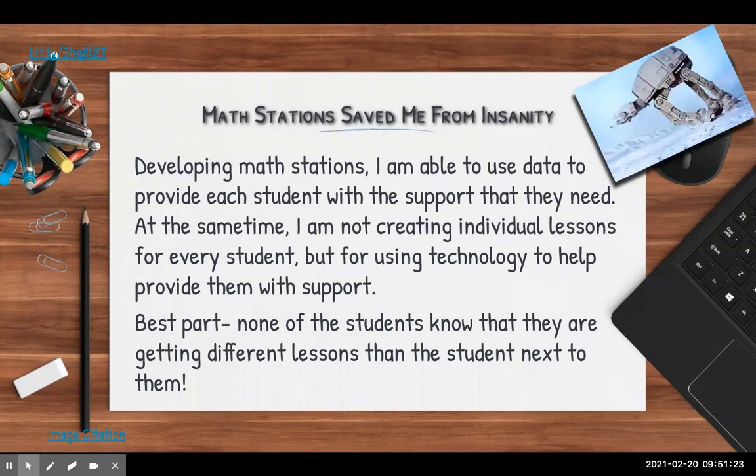And because I put them in stations homogeneously, I can work a whole group that seems to be at that same deficit or also need that same challenge and provide them that individualized instruction, versus a traditional setting where I stand at the whiteboard and direct teach to the middle, and then I expect everybody to understand it at the same level. So that wasn't working for me.